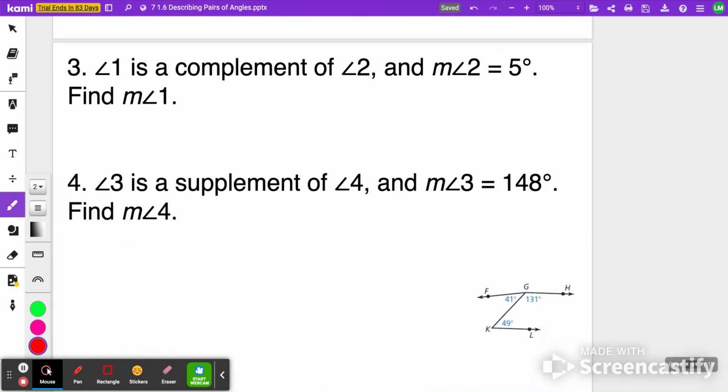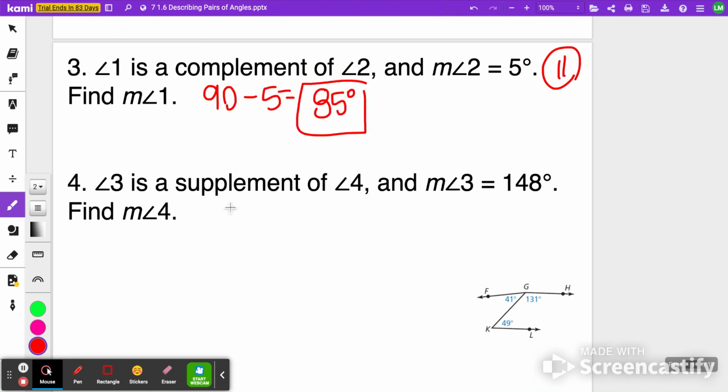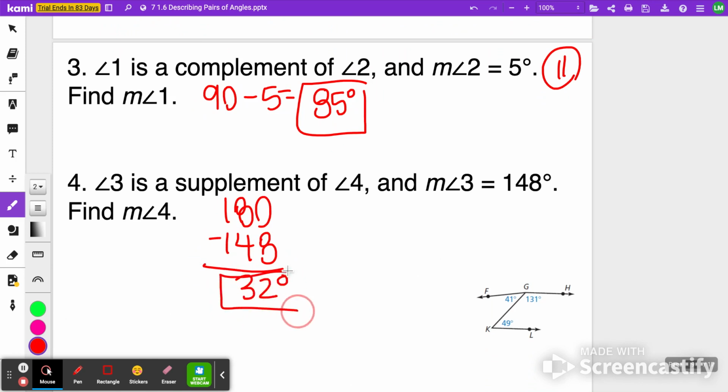Continuing on, angle 1 is a complement of angle 2. Find the measurement of angle 1. And then number 4, 3 is a supplement of 4. Find the measurement of 4. Let's go ahead and take time now to pause, try on your own, and when you're done, click play. If the measure of angle 1 is determined by a complement, we would just take 90 and subtract the measure of angle 2. 90 minus 5 is 85 degrees. For a supplement, we would take that 180 and subtract the one angle we have already. So 180 minus 148 is 32 degrees.